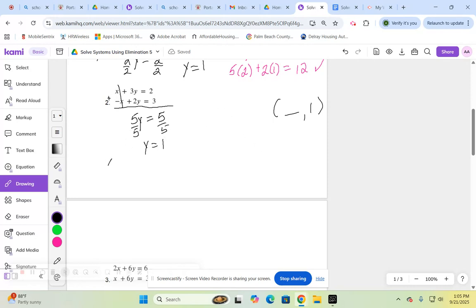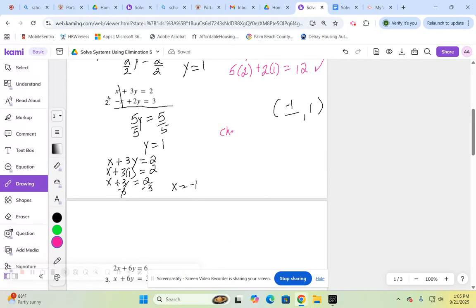Okay, so x, I'm using the top one, x plus 3y equals 2. I'm going to replace y with 1. So x plus 3 times 1 equals 2. Okay, so that's x plus 3 equals 2. Subtract 3 from both sides. And that means x equals, well, 2 minus 3 is negative 1. So x is negative 1. Last step is to check and make sure that is the correct solution.